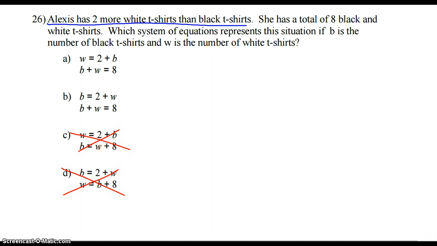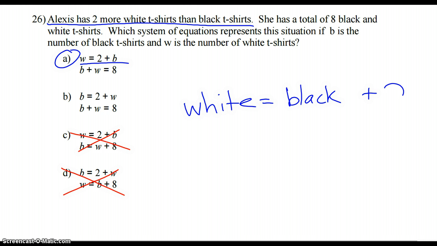Okay, so we have to look at this statement. Alexis has 2 more white t-shirts than black t-shirts. We have to think about, okay, well, what depends on the other? The number of white t-shirts depends on the number of black t-shirts when we look at this statement. So we would use A's top equation to describe the situation because the number of white t-shirts equals the number of black t-shirts plus 2 more. So that's where we go with that particular problem, okay?